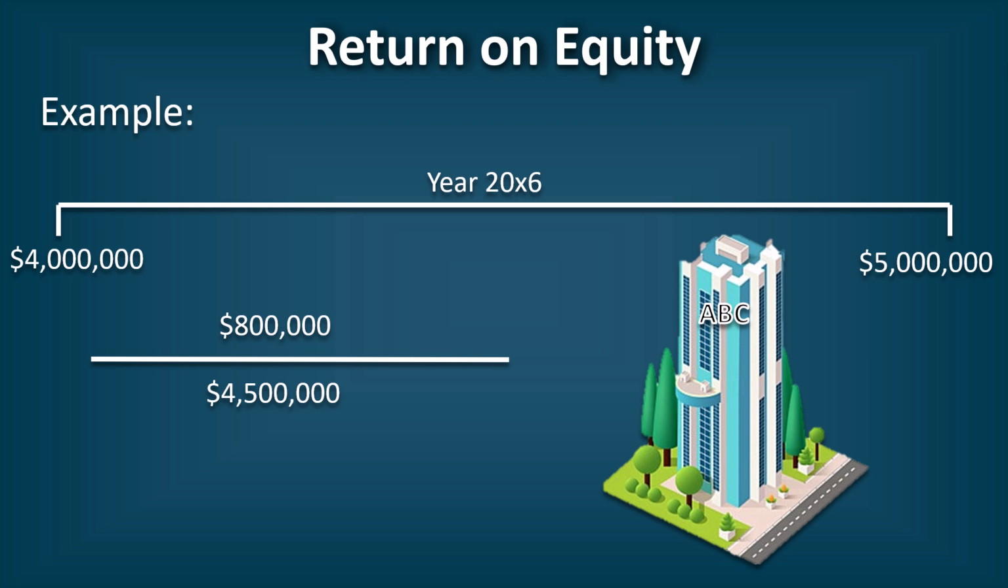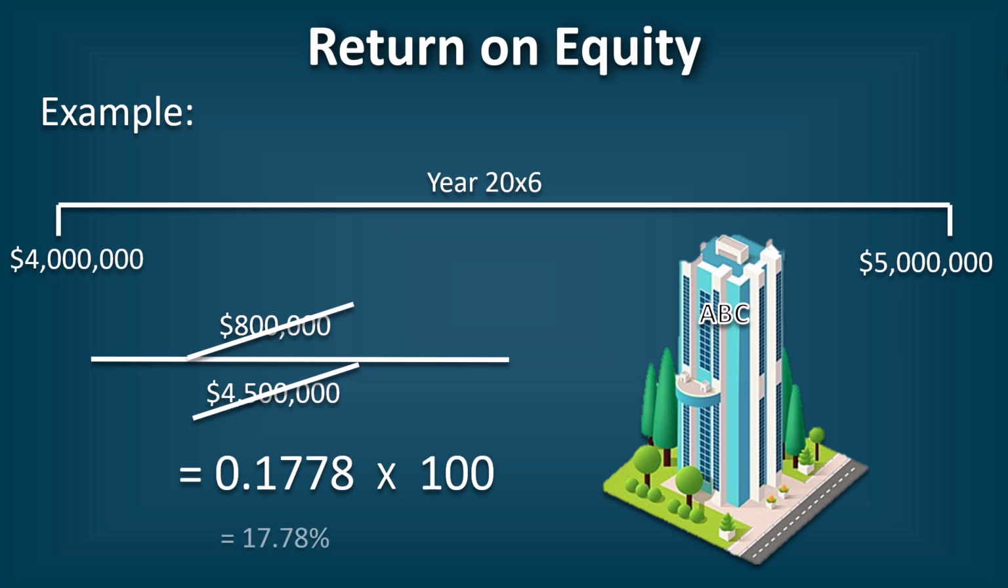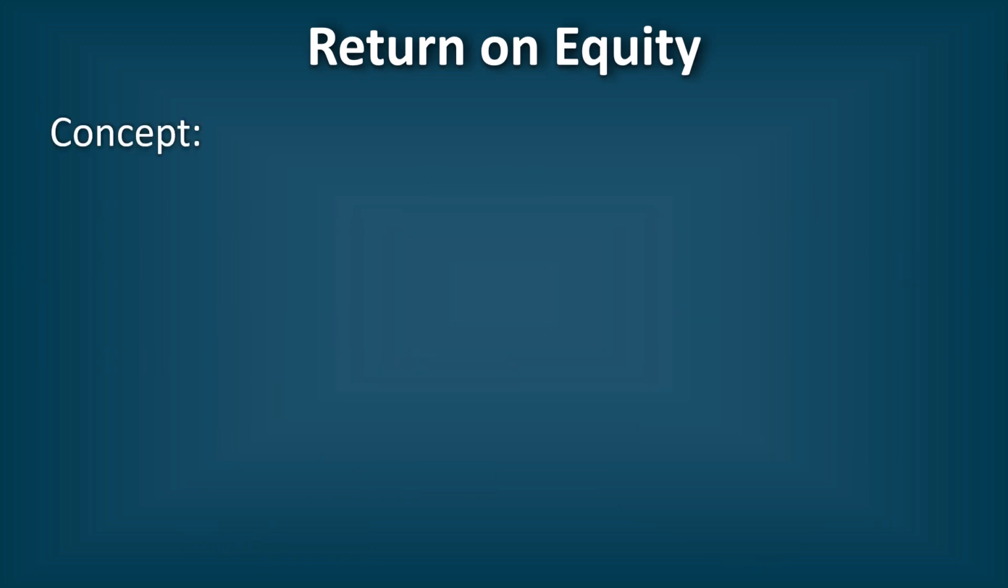Now, apply the return on equity formula. Net profit, $800,000, divided by average shareholders' equity, $4.5 million, equals 0.1778. When we multiply by 100 to express it as a percentage, we get 17.78%. So the return on equity in this example is 17.78%. Now, let's learn conceptually what this value means.